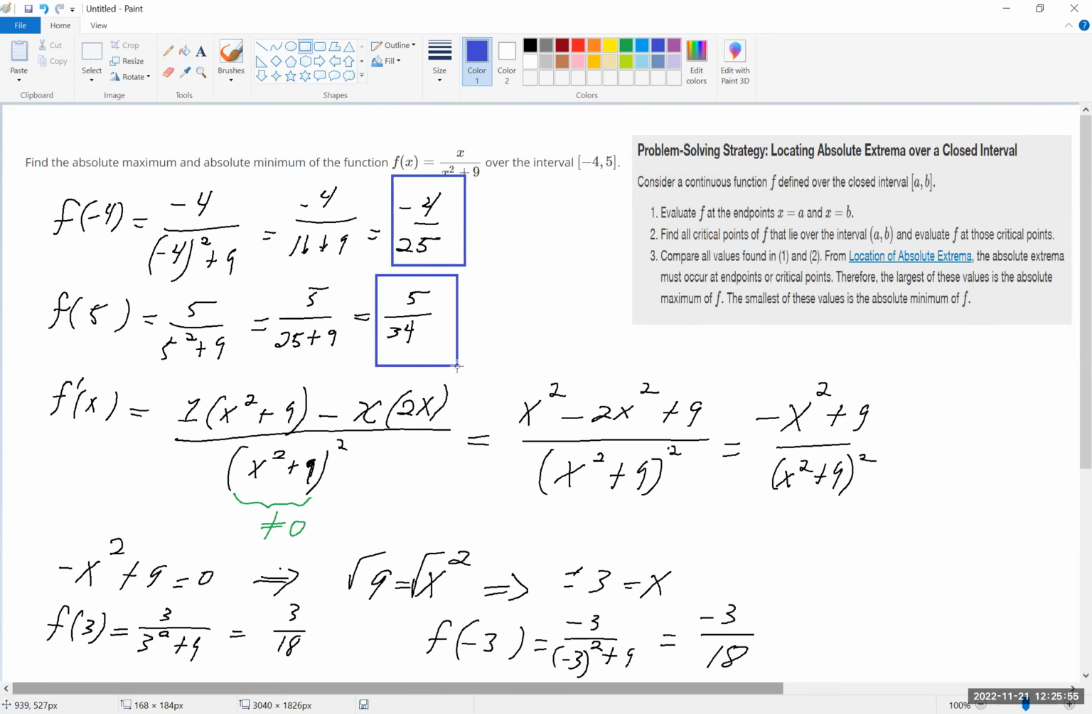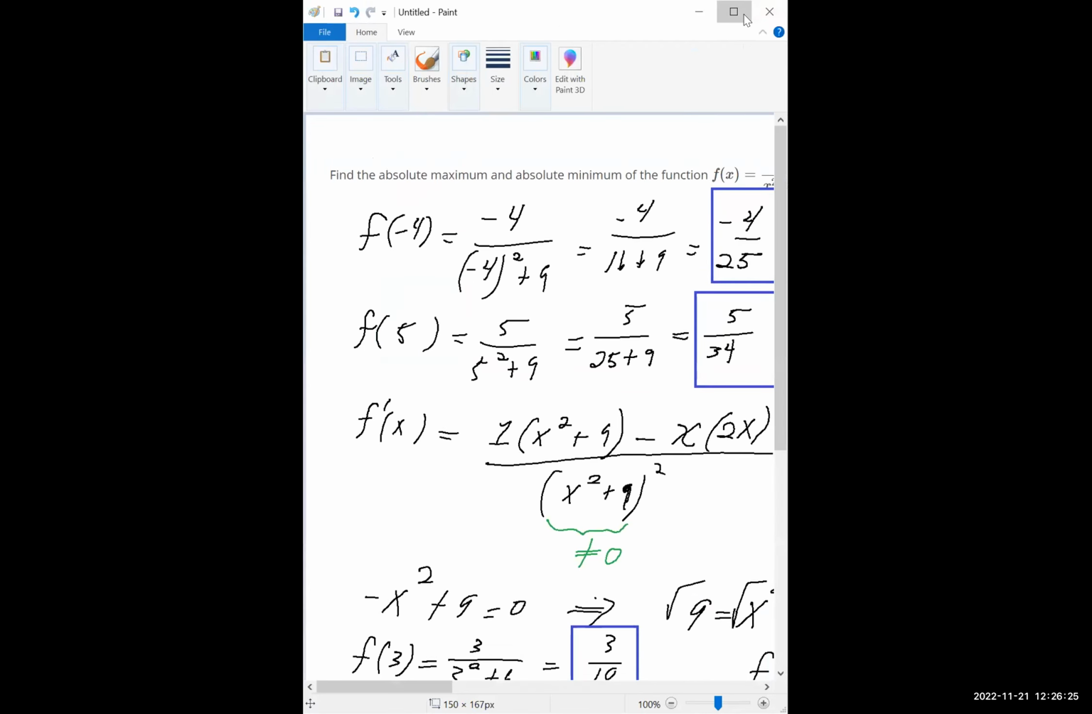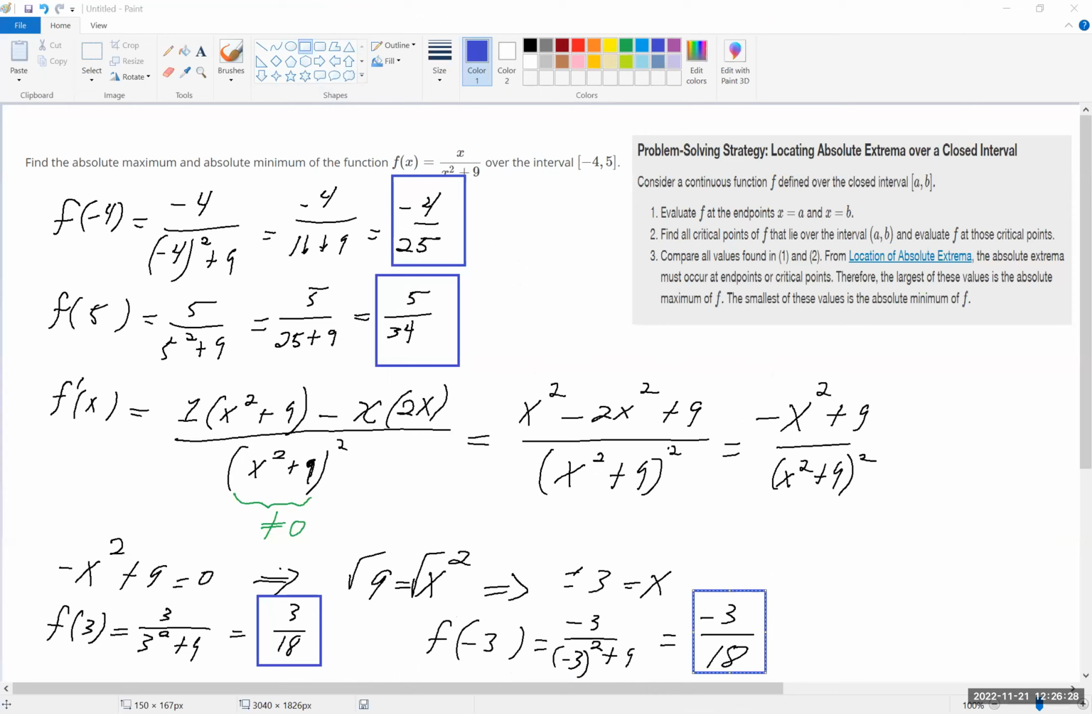And I think it would just be helpful to look at all of these and get the decimal approximations for all of these so that we have a definite idea of which one is the biggest one and which one is the lowest one. Just off screen, I'm going to use my calculator to determine that. So -4 divided by 25 is 0.16.